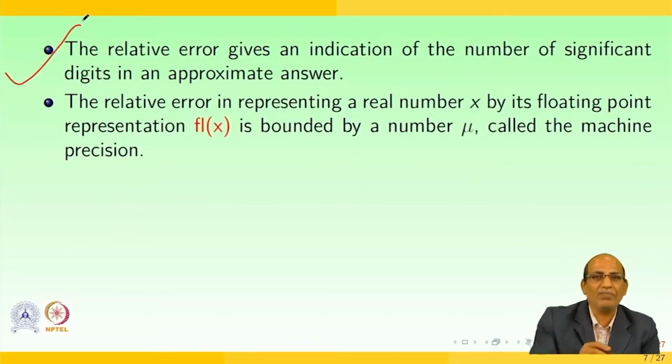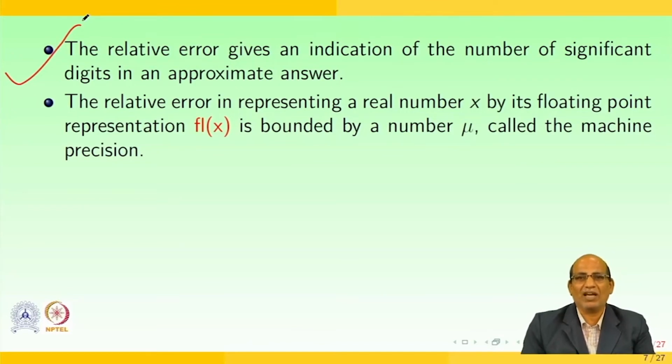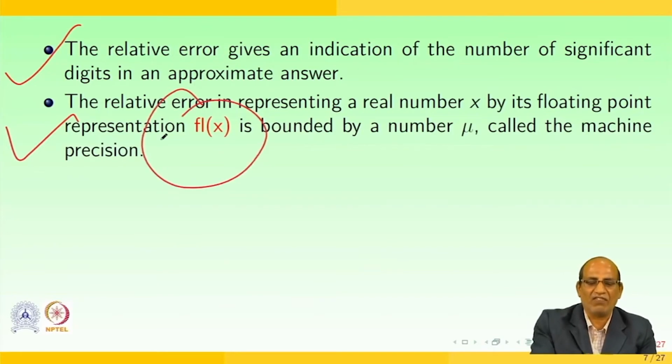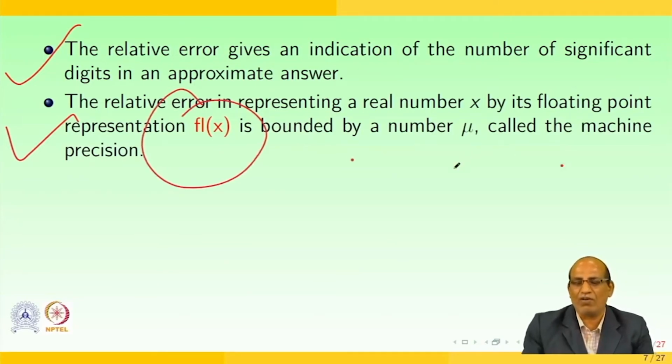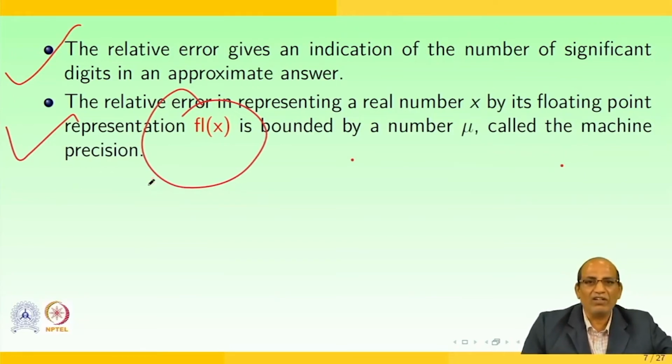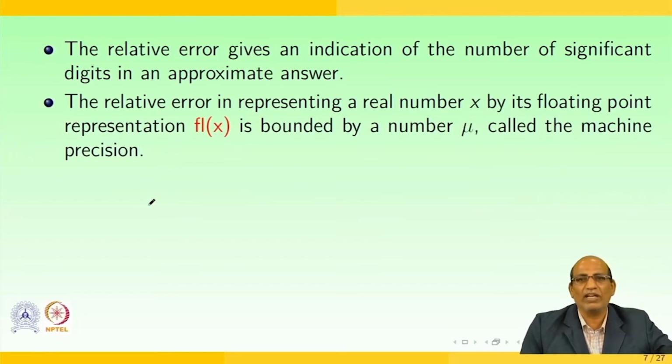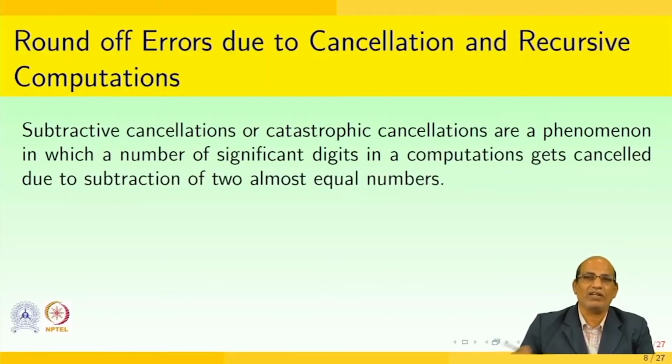Also, you see the relative error gives an indication of the number of significant digits in an approximate answer. The relative error in representing a real number x by its floating point representation FL of x is bounded by a number mu called the machine precision. So whenever you are trying to compute the relative error, you should be careful about how you compute the floating point representation.